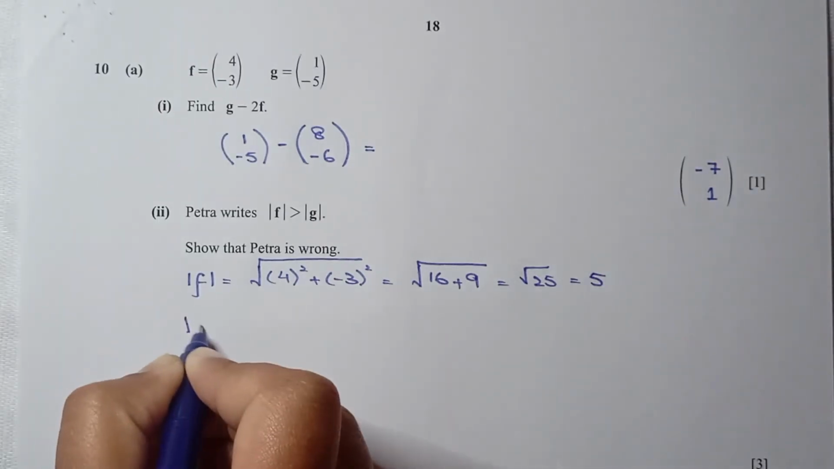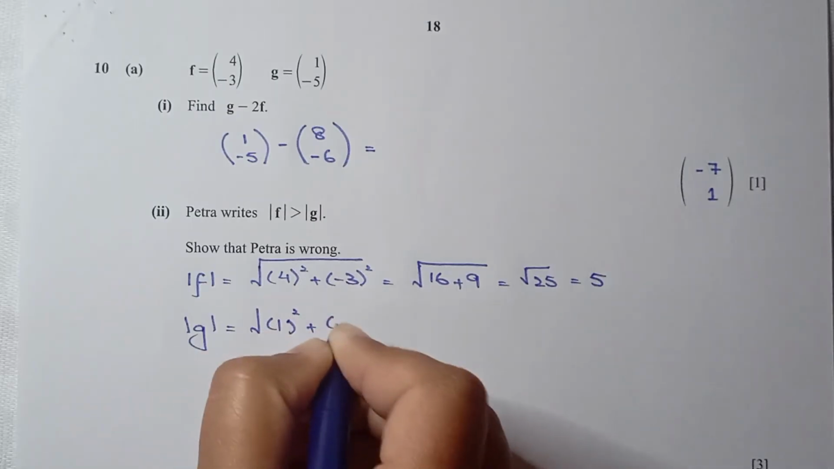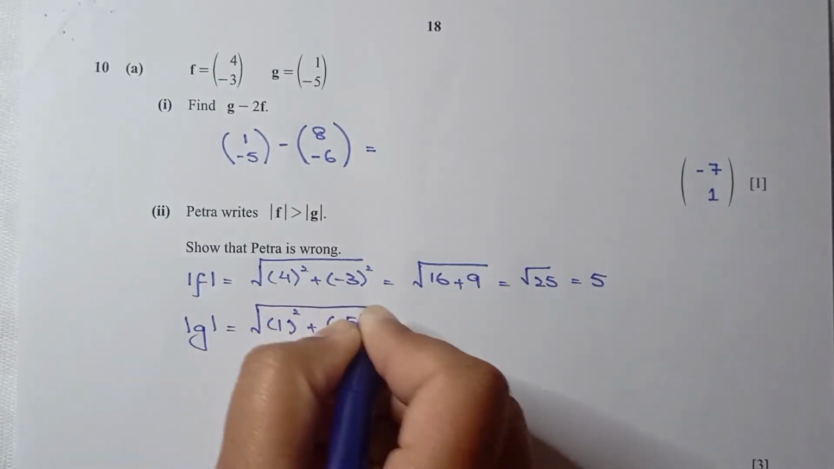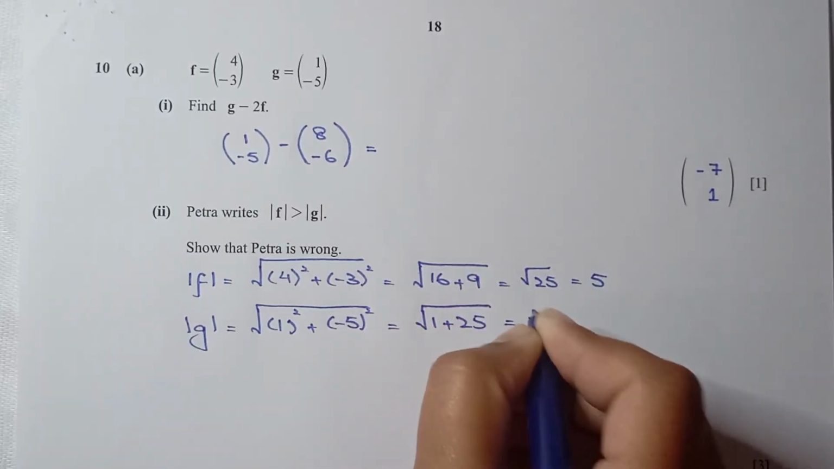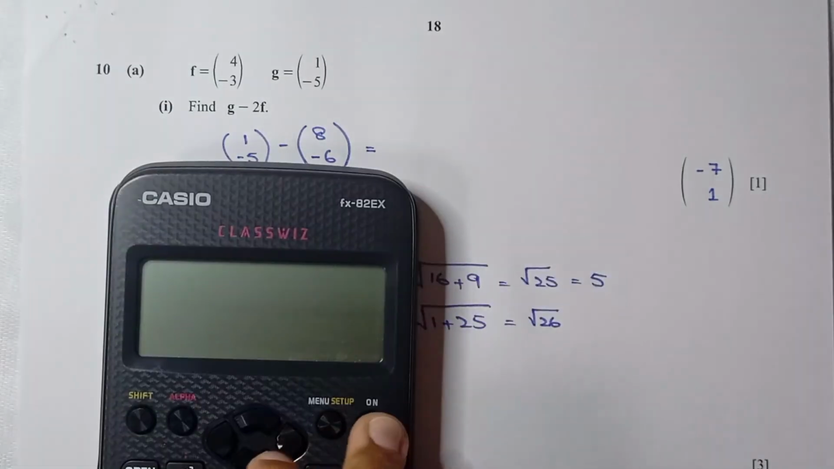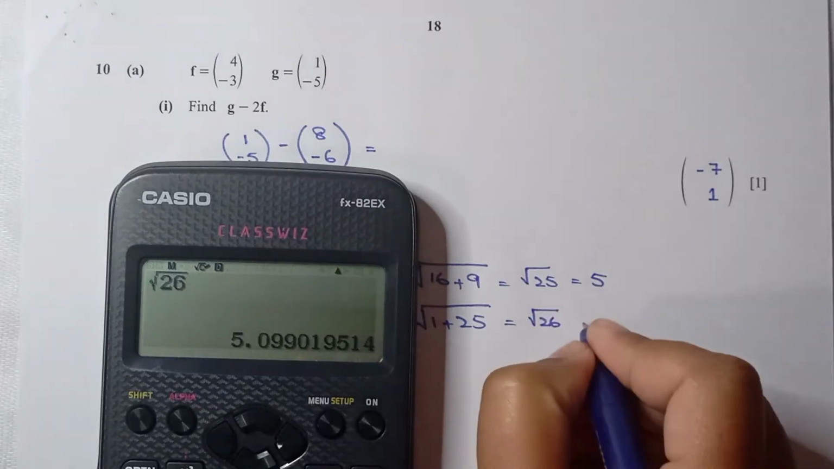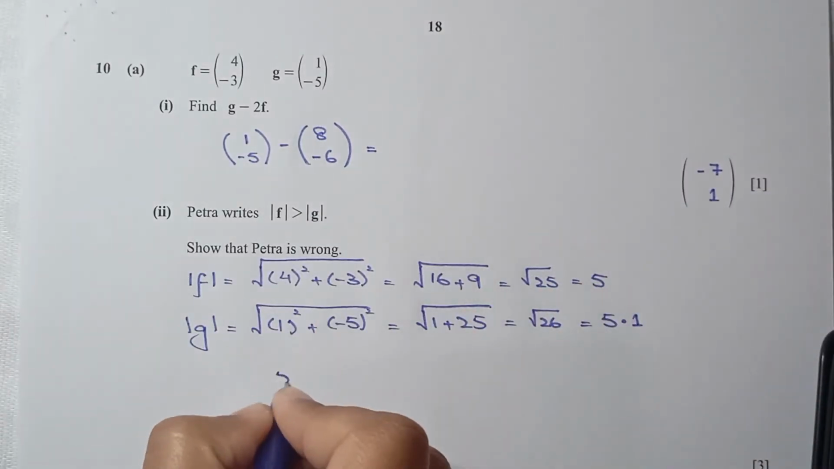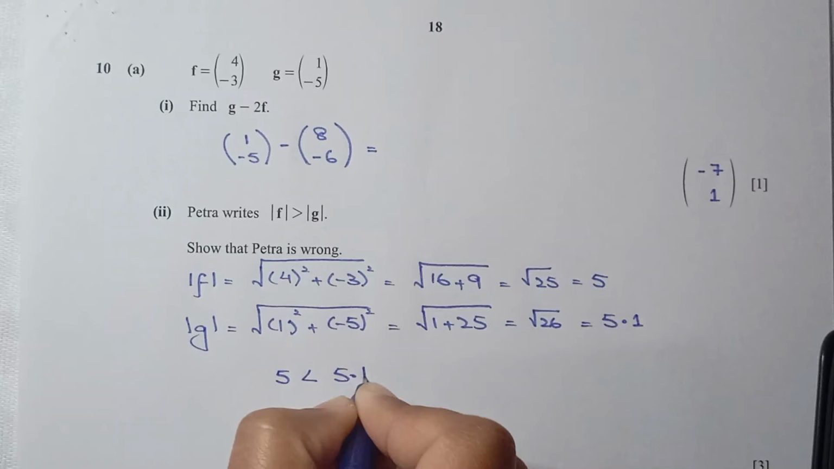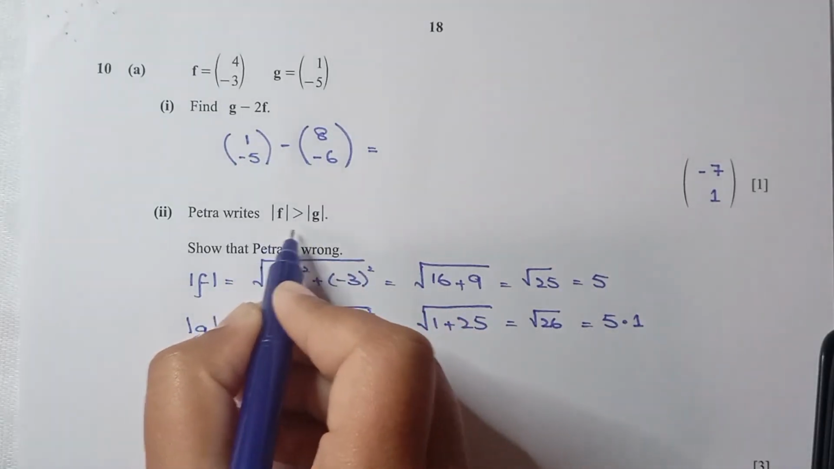And absolute value for g is square root of 1 square plus negative 5 square. This is square root of 1 plus 25. This would be square root of 26. And what is square root of 26? Square root of 26 is 5.09, or you can say that 5.1. So 5 is less than 5.1. It means absolute of f, or magnitude of f, is less than magnitude of g. So she is wrong. She said that magnitude of f is greater than magnitude of g.